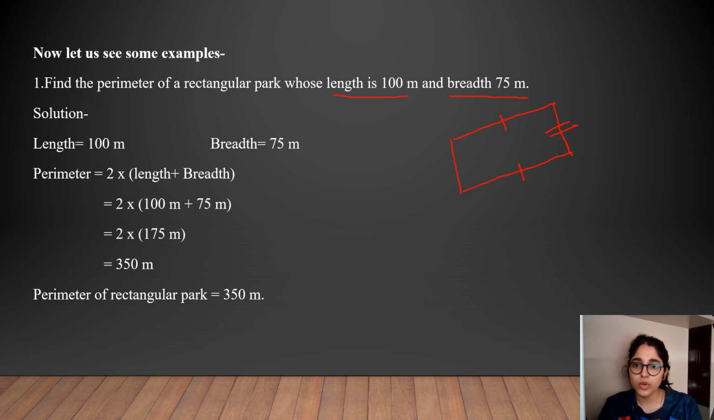So over here we know the value of the length and the breadth and we substitute. Our length over here is 100 and the breadth is 75. So we directly add 2 multiplied by 175 and you get the answer as 350. Therefore the perimeter of the rectangular park is 350 meter.